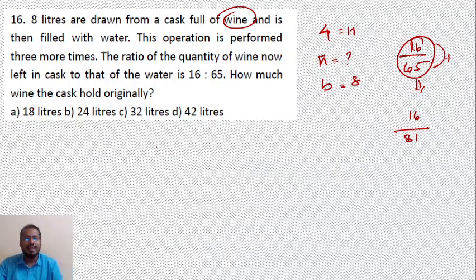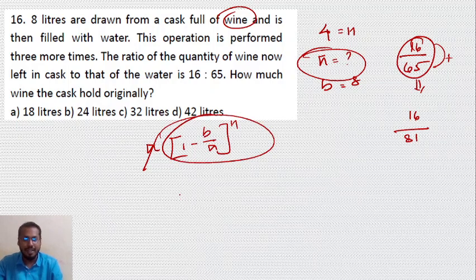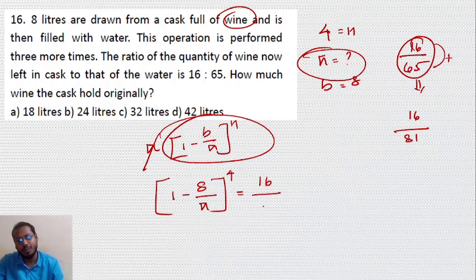So write the formula. You don't need to write the initial A. Just write the remaining thing: (1 minus B by A) to the power n. This is enough for getting the answer. So just write 1 minus, what is B? 8 over A. I don't know A. How many times? 4 times. It is equal to 16/81.